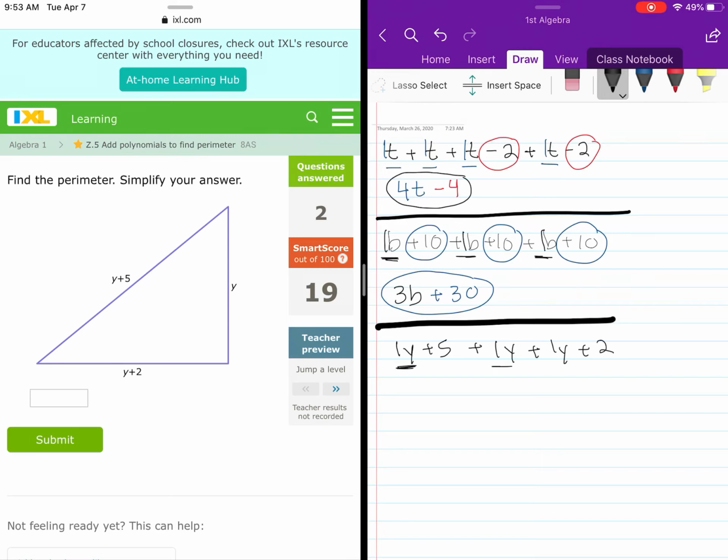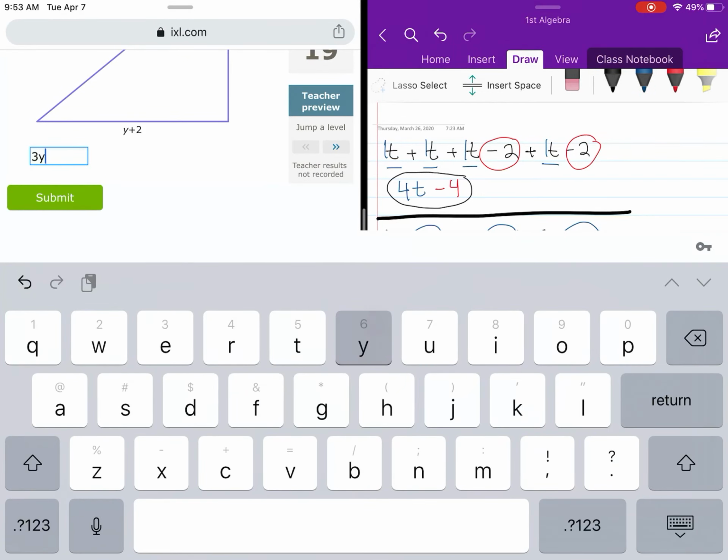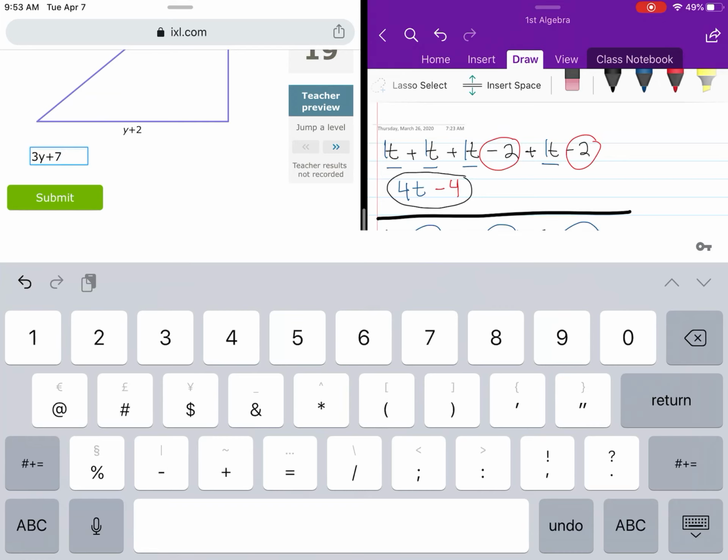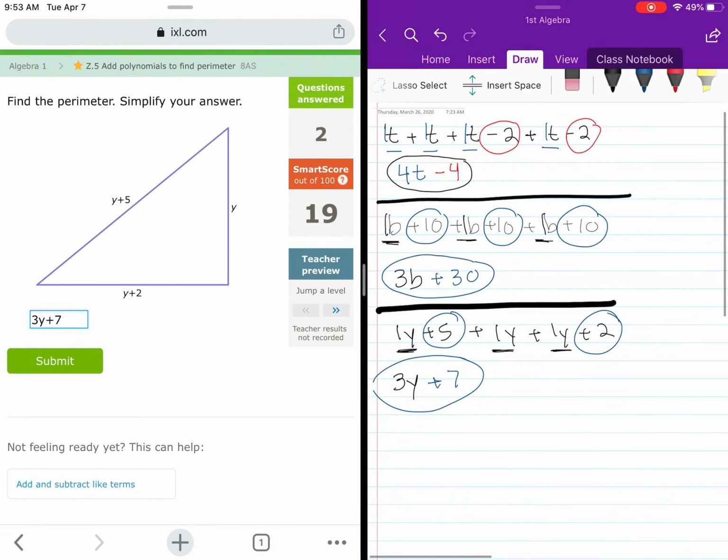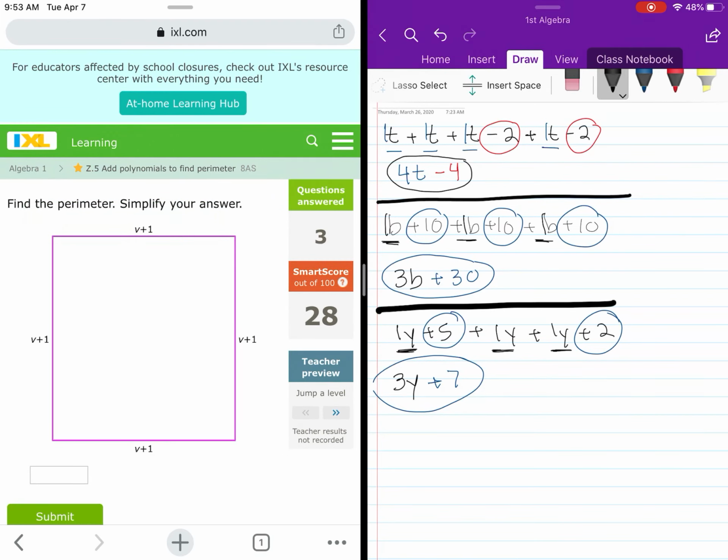So I have 1y plus 1y plus 1y. The total for that will be 3y. And then I have the 5 and the 2. So a positive 5 and a positive 2, add them. That gives you positive 7. So 3y plus 7. Okay. So go ahead and submit that, and let's go on to the next one.